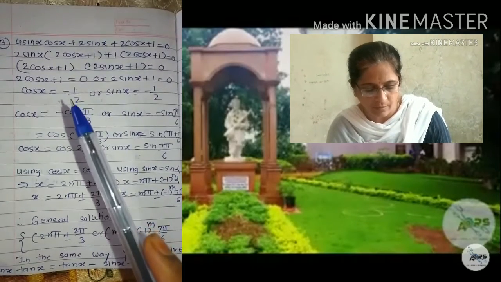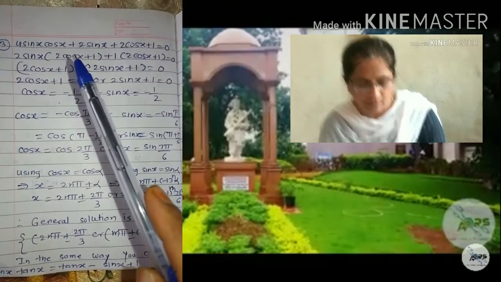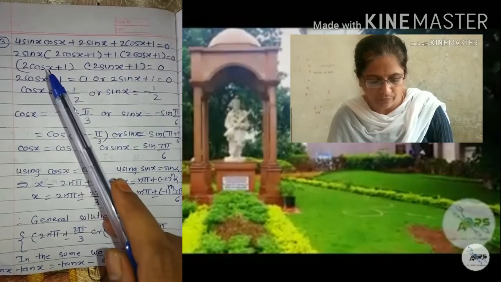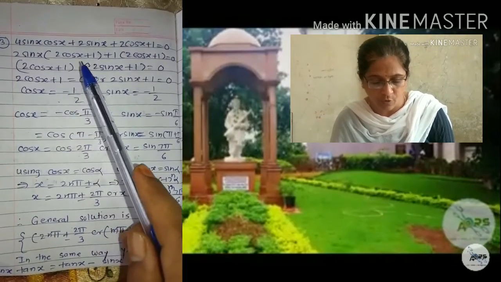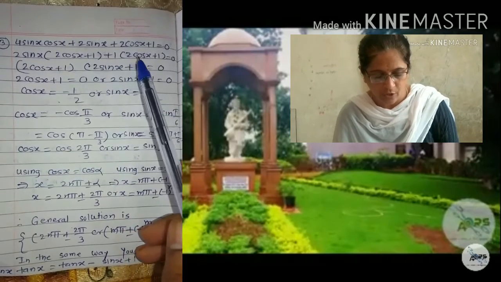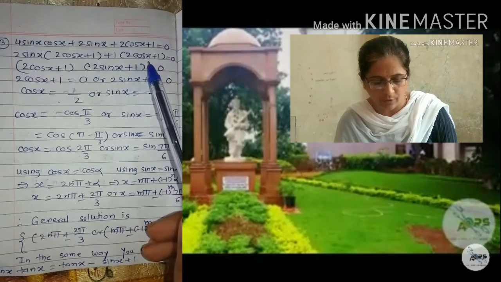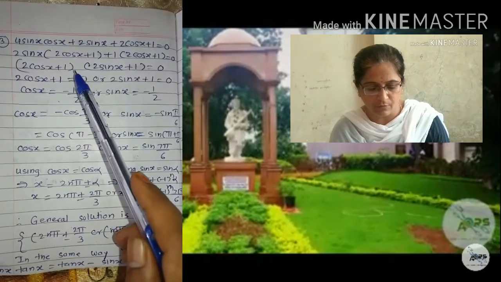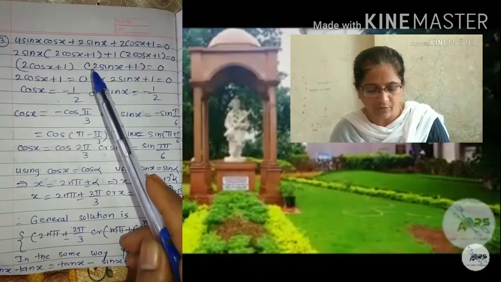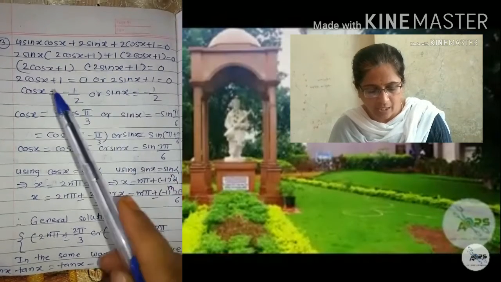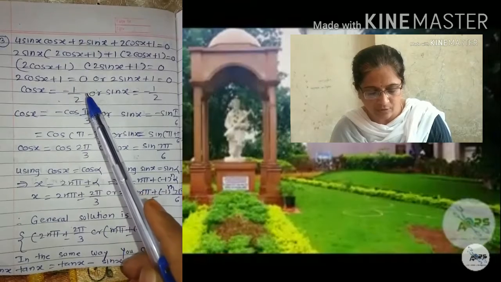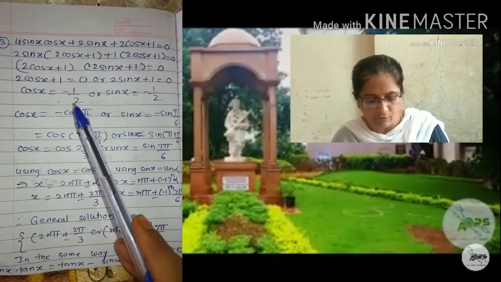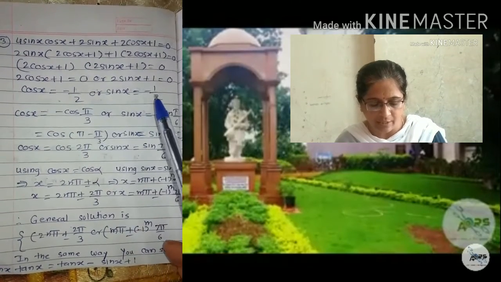Next example, 4 sin x cos x plus 2 sin x plus 2 cos x plus 1 equal to 0. So in the first two terms 2 sin x is common, in the bracket 2 cos x plus 1. In the last two terms 1 is common, 2 cos x plus 1 equal to 0. So in this, the bracket 2 cos x plus 1 is common, therefore in the next bracket 2 sin x plus 1 equal to 0. So 2 cos x plus 1 equal to 0 or 2 sin x plus 1 equal to 0. So cos x can be written as cos x equal to minus 1 by 2, or sin x is equal to minus 1 by 2.